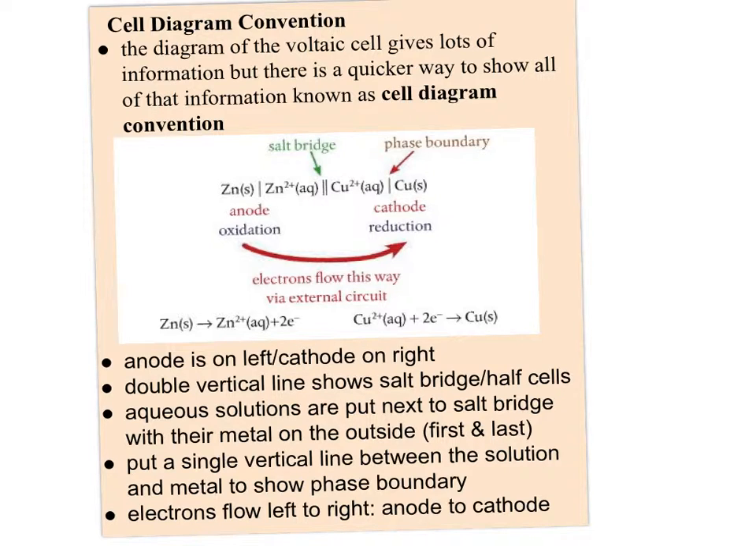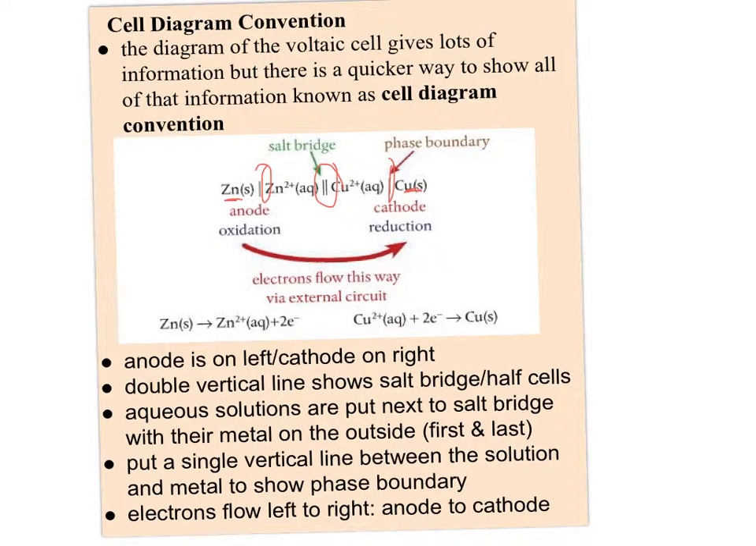on the left and the cathode on the right, and then you put a double line to show where the salt bridge is, so right here. Double vertical line shows your salt bridge, and then the single vertical lines separate the metal and their ionic solution. And you notice the aqueous solution doesn't even specify what the anion was with it, because it really doesn't matter. Those are just spectators. And then you put the metals to the outside first and last with the single line between the metal and its aqueous solution.